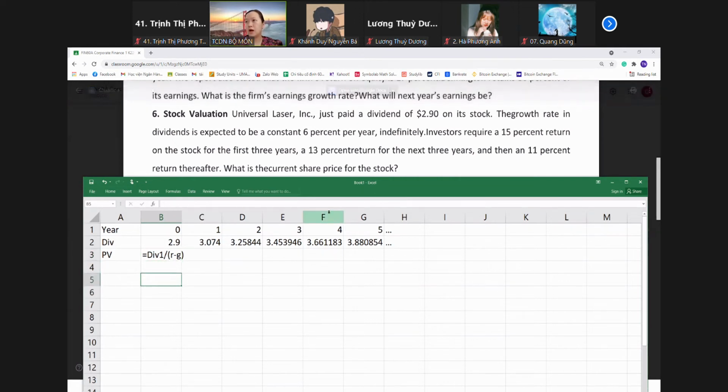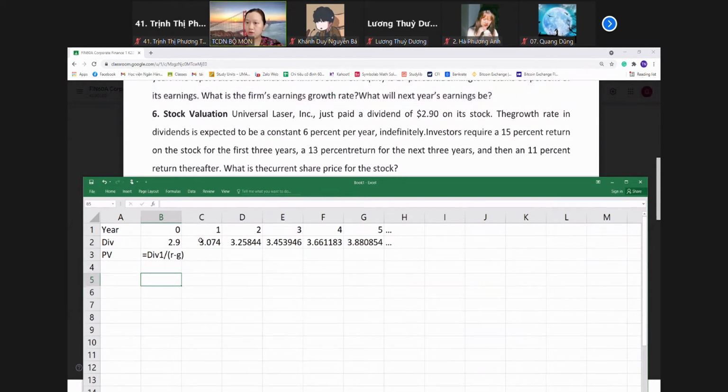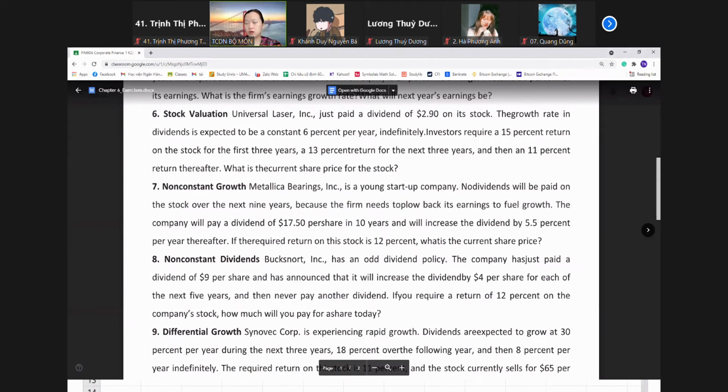Now, there is the case that I already mentioned earlier, that we may have a different discount rate at different times. You find out that the investor requires a different return on our stock in different years.